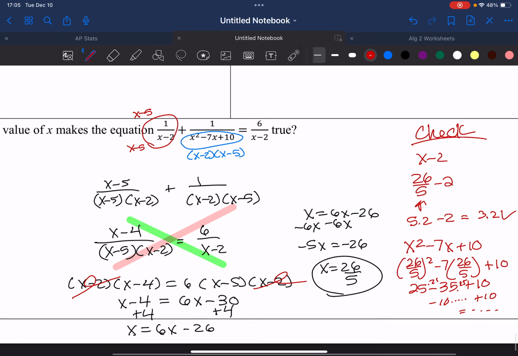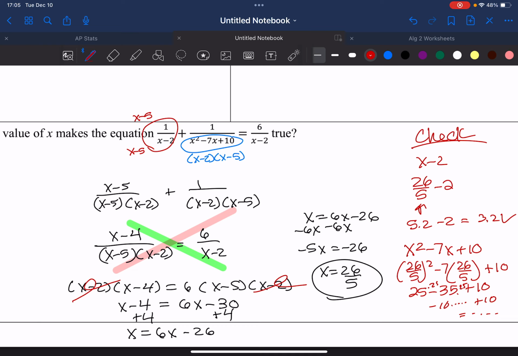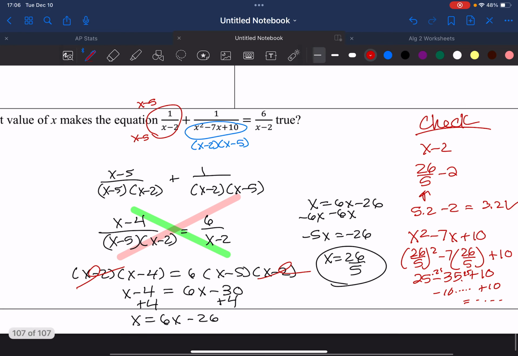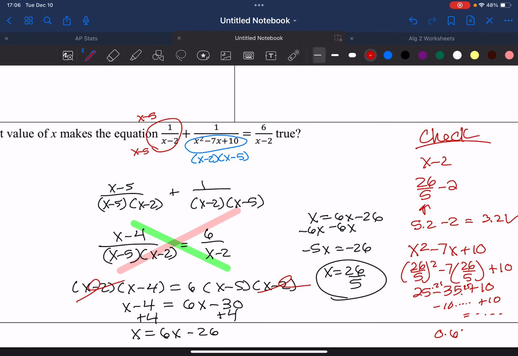And if you wanted the exact number, you could type that into the calculator. And let's go ahead and do that since I have some time. So on my calculator, I'm going to do 26 divided by 5 squared minus 7 times 26 divided by 5 plus 10. I should get a very small negative number, or actually a positive number. So I get about 0.64, which again is not equal to 0, so that means x equals 26 over 5 is my answer.